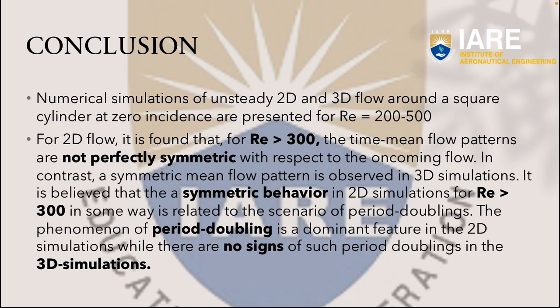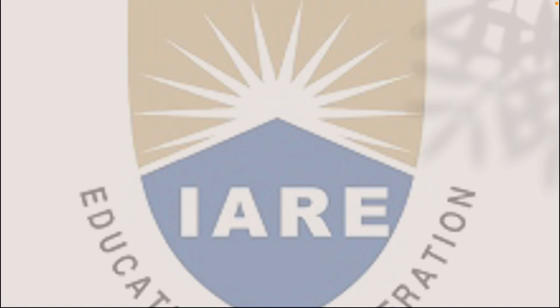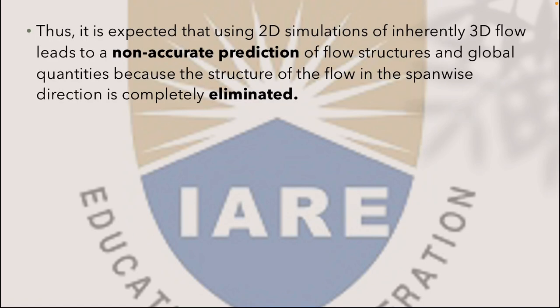It is believed that the asymmetrical behavior in the 2D simulation for Reynolds number greater than 300 is in some way related to the scenario of period doubling. The phenomenon of period doubling is a dominant feature in the 2D simulation, while there are no signs of such period doubling in the 3D simulation. Thus, it is expected that using a 2D simulation of an inherently 3D flow leads to inaccurate prediction of flow structure and global quantities, because the structure of the flow in the span-wise direction is completely eliminated.